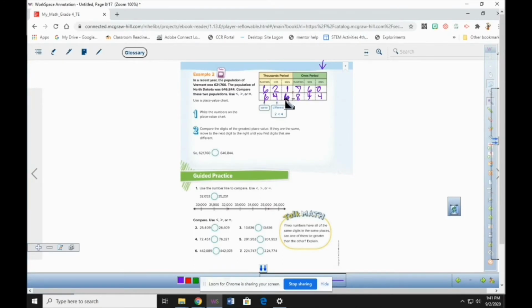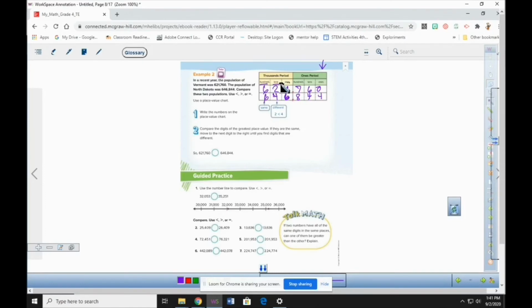That was a little sloppy. There we go. It's a little better. Okay, now I'm going to compare them. I'm going to start in the place where the first digits appear, which is the hundred thousands. They both have a 6 in the hundred thousands. That's the same. That is not going to help me. So I'm going to go and look at the next one in the 10 spot. In the 10 spot, I have a 2 and I have a 4. The 2 is less than 4. So that means that my number that has the 2 in the tens place is less than my number with the 4 in the tens place.